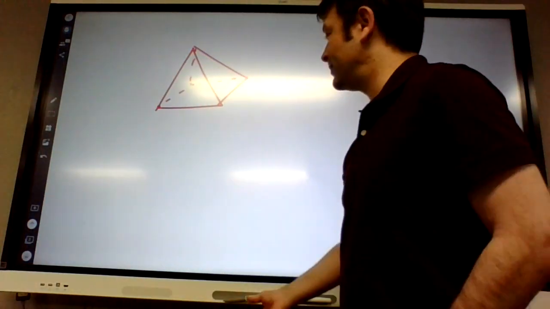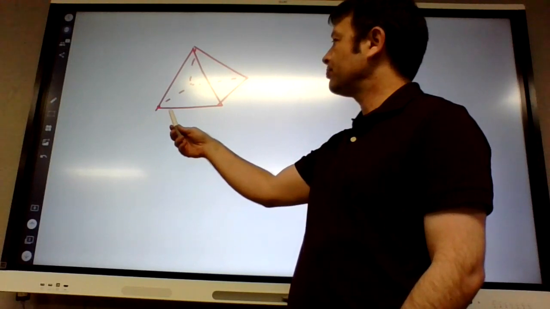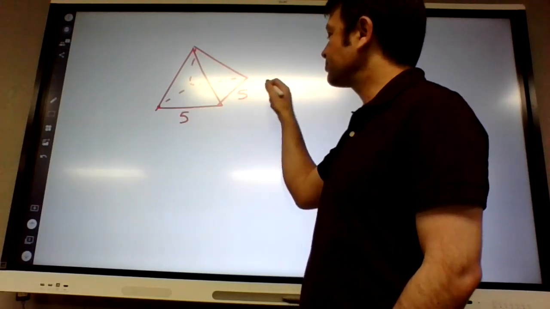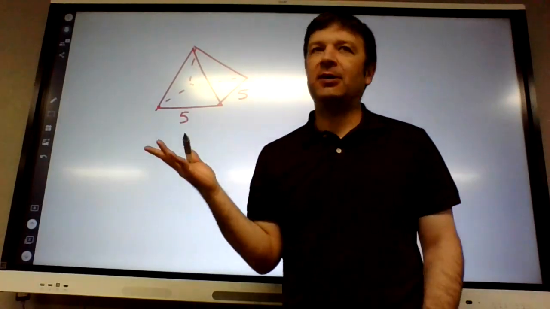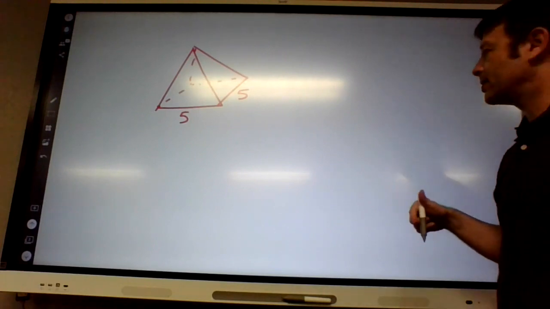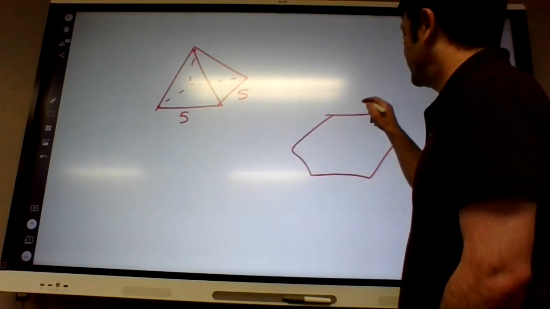So, surface area of a pyramid. Now, what is the base of this pyramid? Looks like a square. Now, not all pyramids have square bases. It can be any shape, like this would be a hexagonal pyramid.